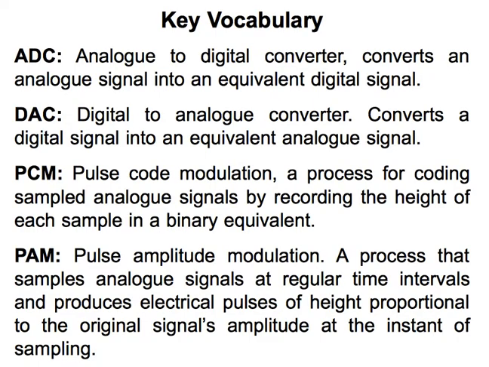So key vocab here then. ADC, analog to digital converter. Converts an analog signal to an equivalent-ish digital signal. DAC is the opposite, digital to analog converter. PCM, pulse code modulation. It's just a process for coding sampled analog signals. And PAM, pulse amplitude modulation. You don't really need to know that in GCSE.